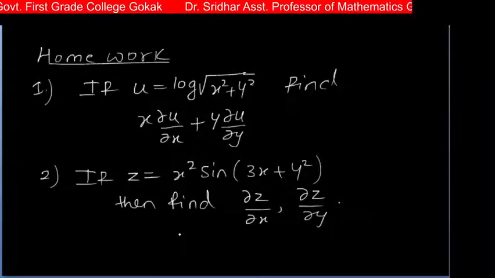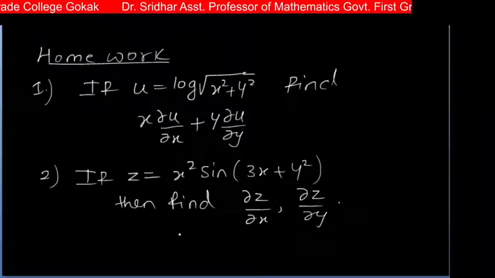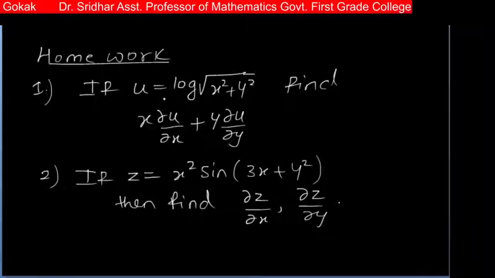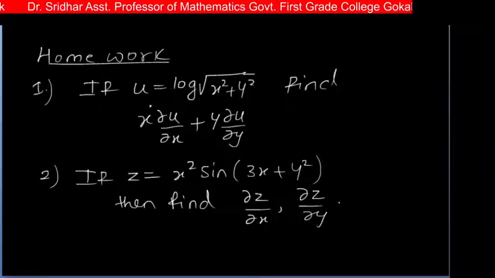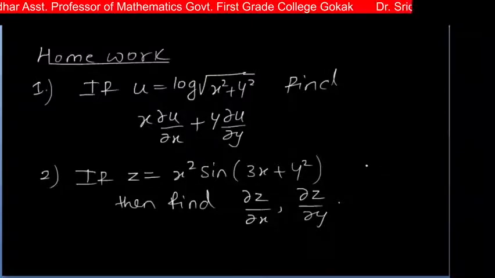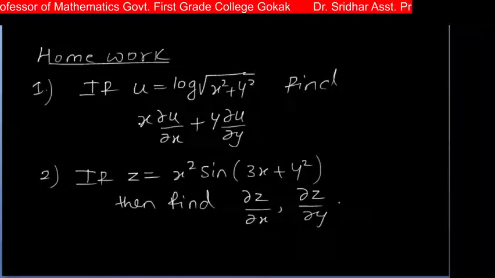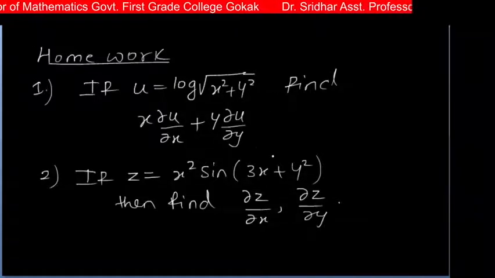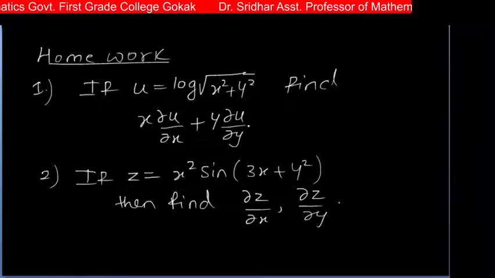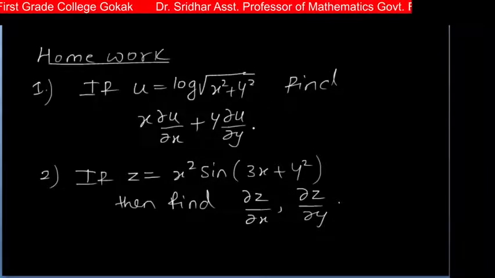Okay, so these two problems I am giving you as an exercise. So try to solve this. They are very simple problems. So here in the first example, find out ∂u/∂x and find out ∂u/∂y. Then multiply ∂u/∂x with x on both sides, so you will obtain x ∂u/∂x. Similarly, multiply ∂u/∂y with y on both sides. Then add these two, so you will get the required result.